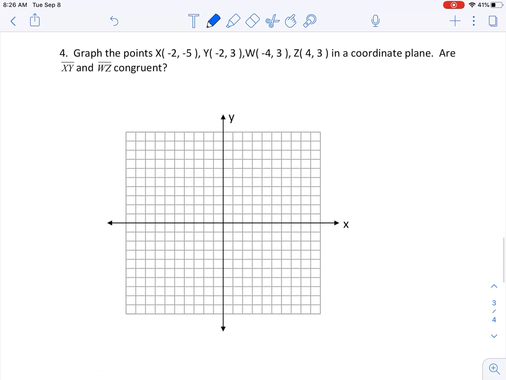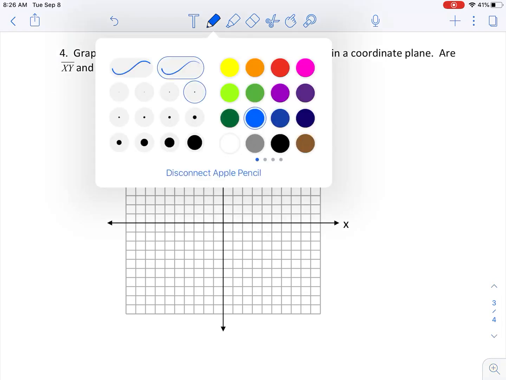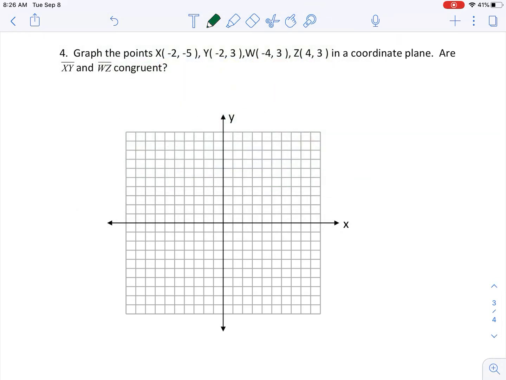In our last example here, went too far, is graph the points X, -2, 5, Y, -2, 3, and we got two other points, W and Z, in the coordinate plane. And we're going to see, are they congruent? So let's go ahead and graph these points, -2, -5, 2, 3, 4, 5. I got to count. You count out loud like me? That is okay. Y is -2, 3. 1, 2, 3. That's Y.